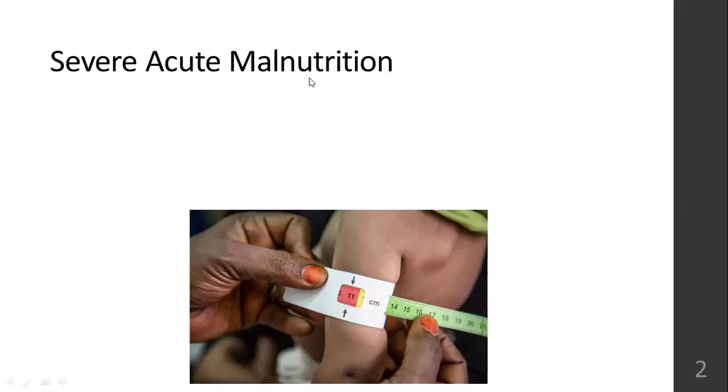Severe acute malnutrition. Am I audible to all?